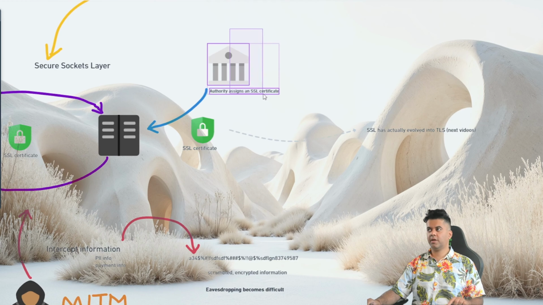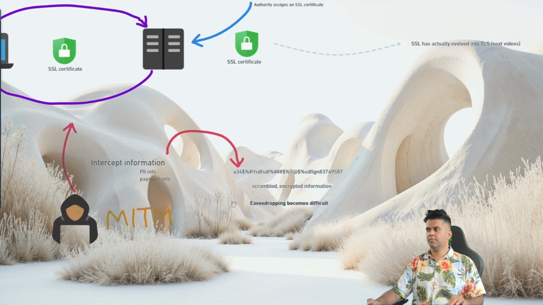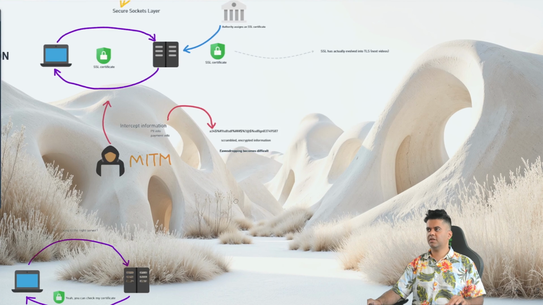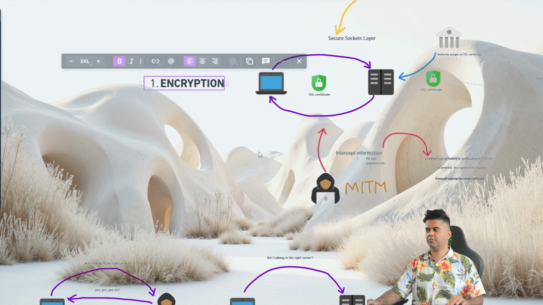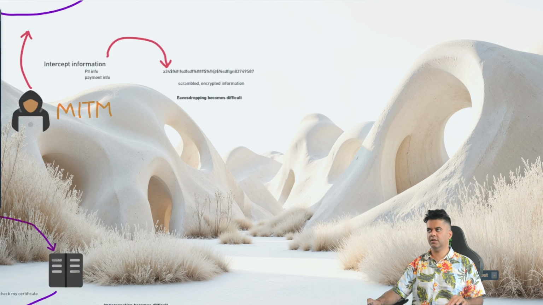That's because there's an authority that assigns these SSL certificates. Now, in this scenario, when the hacker tries a man-in-the-middle attack, he tries to intercept information, but he gets this, which is completely scrambled information. This is scrambled and encrypted. So eavesdropping becomes difficult. So that's why the first property of SSL, which is encryption, makes it difficult to eavesdrop information, which was very easy earlier.